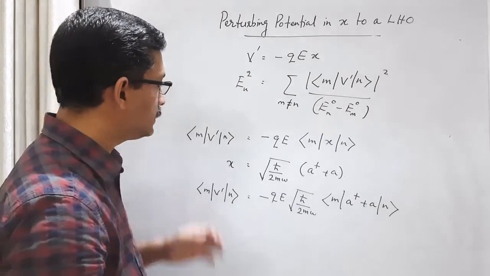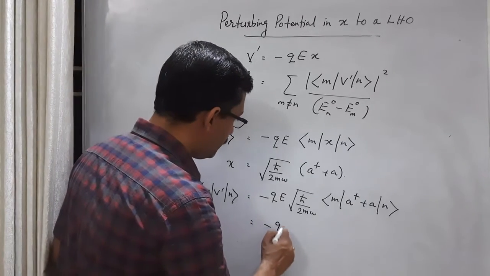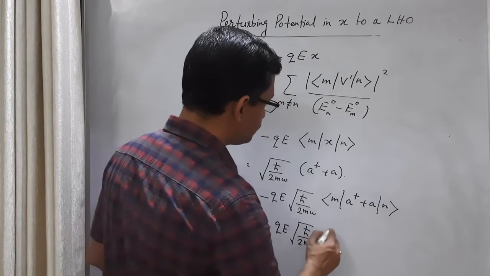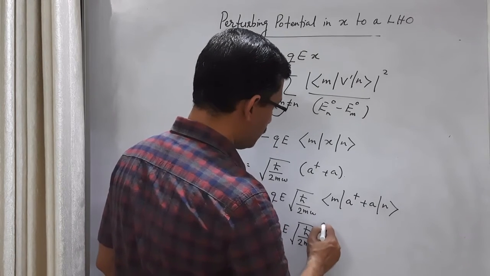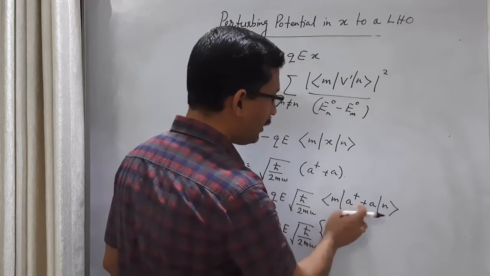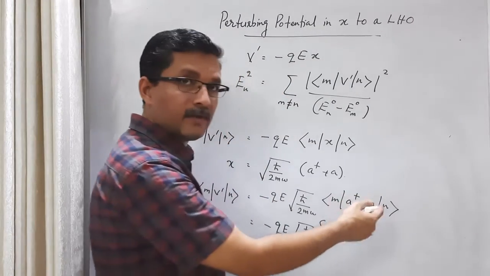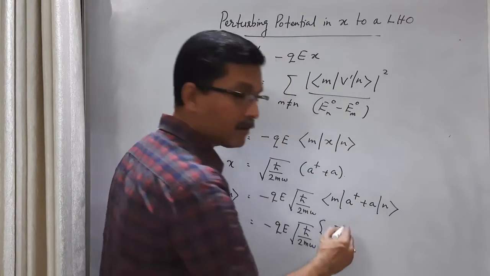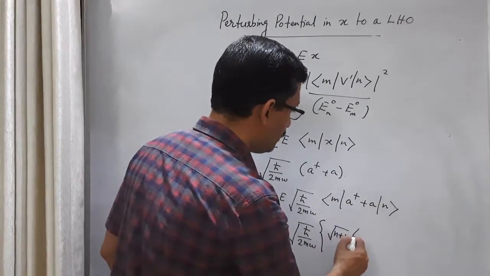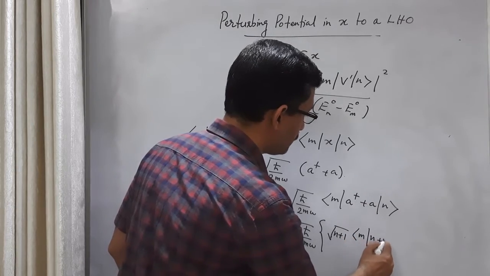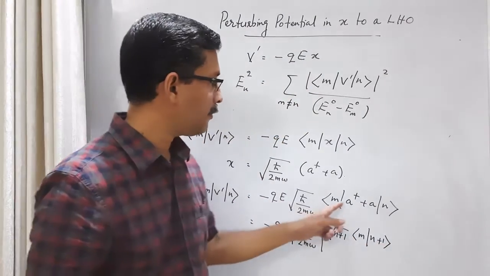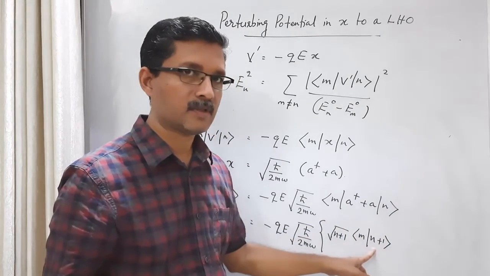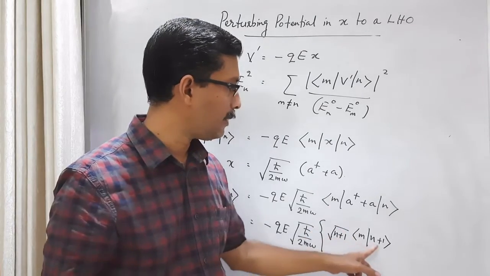Okay. So what you get? Minus qE root of h cross by 2m omega. There are two terms here. We have m a dagger n. What is happening when a dagger acts on n? You have root of n plus 1 ket n plus 1. So we have a term like this. A dagger acting on n will give you root of n plus 1 into ket n plus 1. So we have the inner product between m and n plus 1.